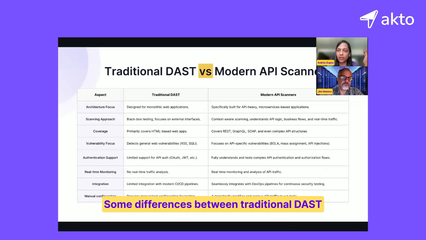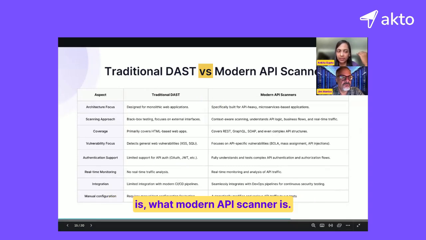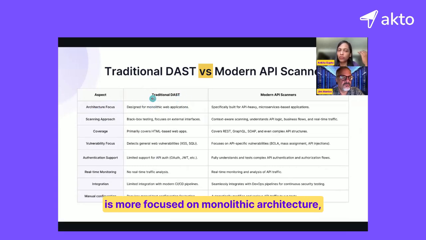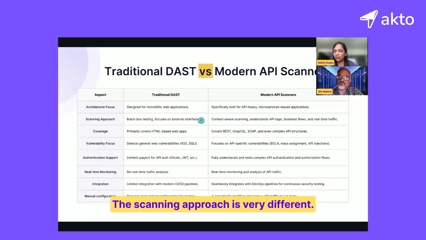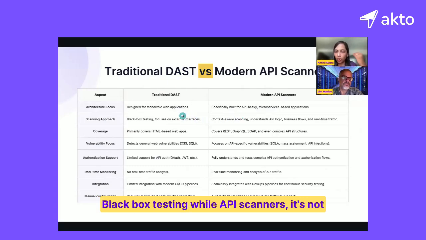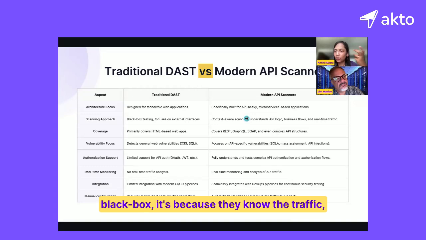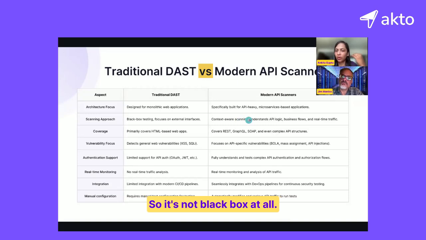Some differences between traditional DAST versus modern API scanner. I've talked about what traditional DAST is and what a modern API scanner is. Big differences are, of course, DAST is more focused on monolithic architecture, while modern API scanners target API-heavy architecture. The scanning approach is very different. DAST is black box testing, while API scanners are not black box, because they know the traffic. It's almost like sitting inside and really having the context of APIs. So it's not black box at all.